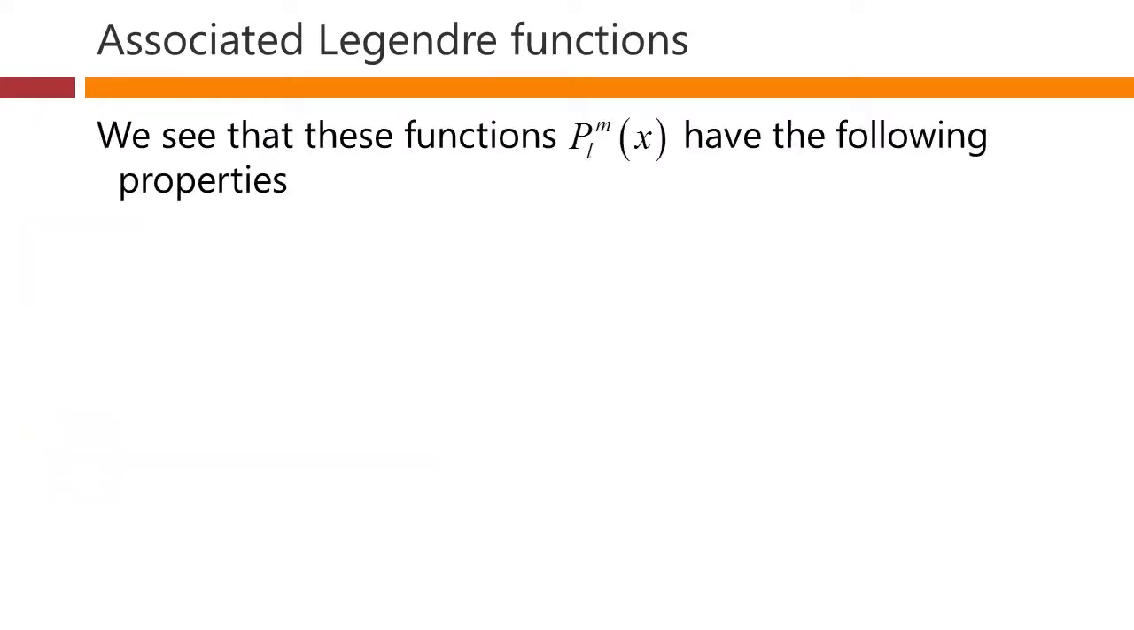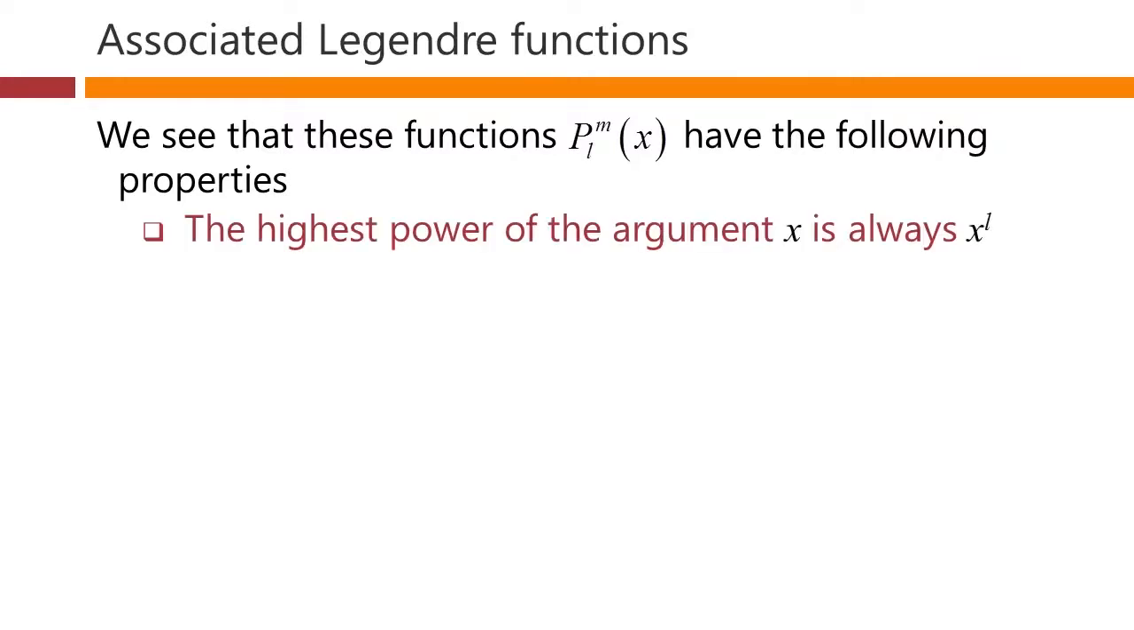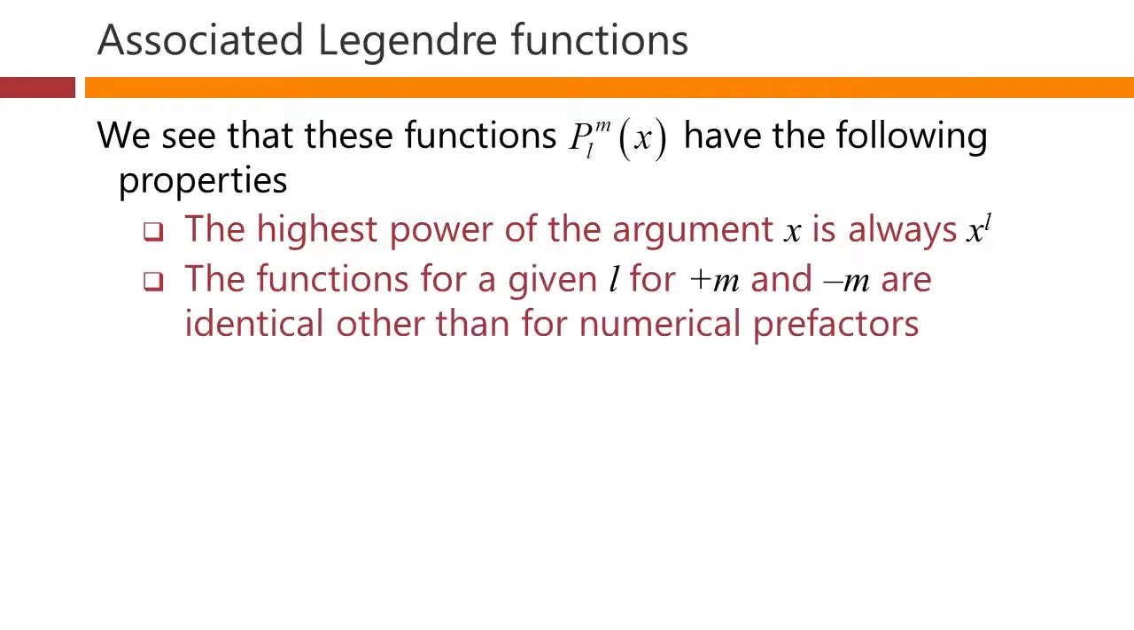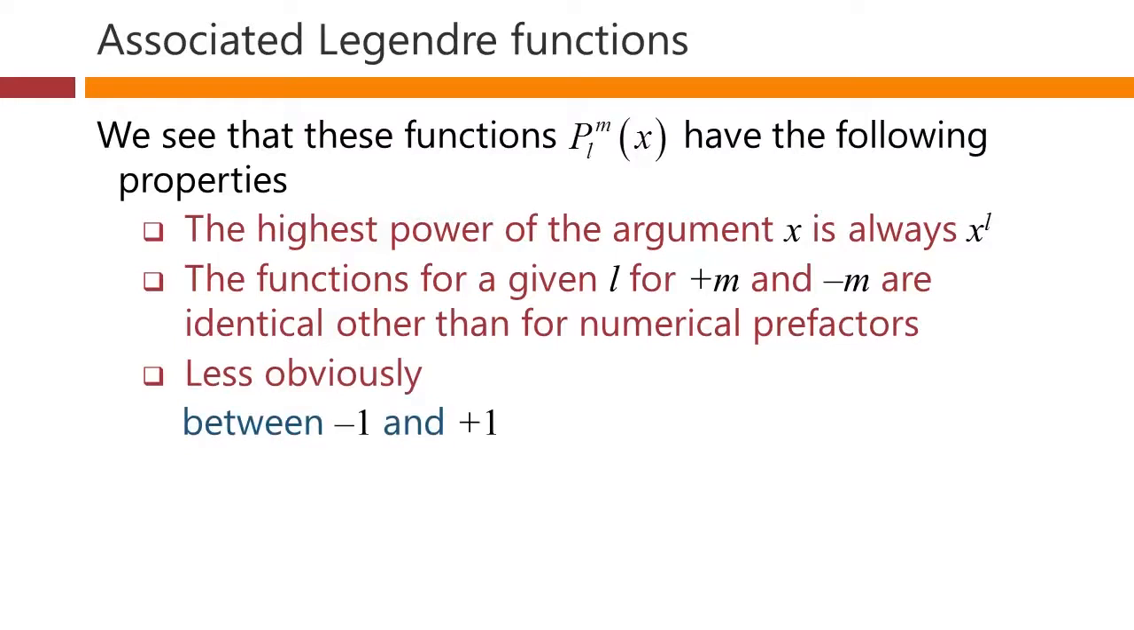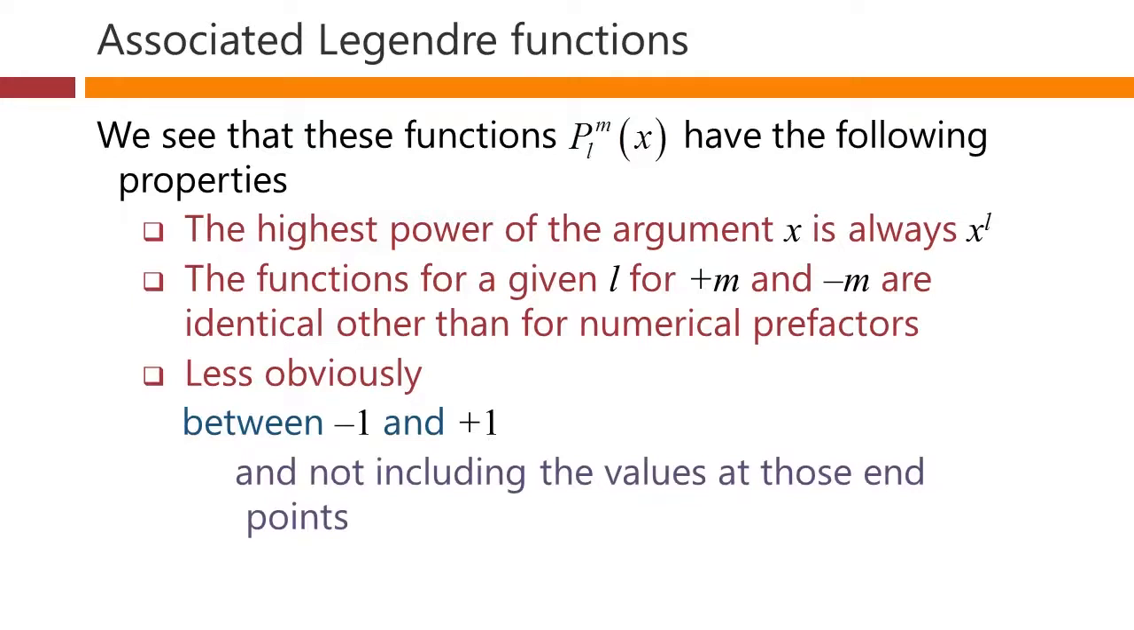Now, we can see that these functions have the following properties. If you look at all of these that we've just written out, the highest power of the argument x in the function is always x to the power L. The functions for a given L, for plus m and minus m, are really identical functions, other than for formally numerical prefactors that are somewhat different. But that's of no physical significance. Less obviously, if you look at these functions between minus 1 and plus 1 of the argument, and not including the values at those endpoints, then these functions have L minus the modulus of m zeros in them. And that will turn out to have some physical meaning that we'll see later on.